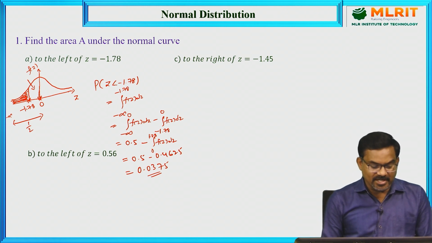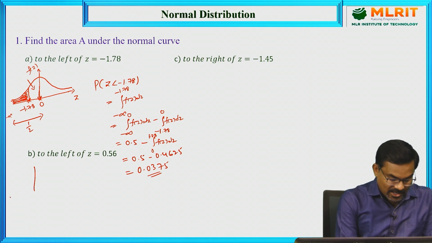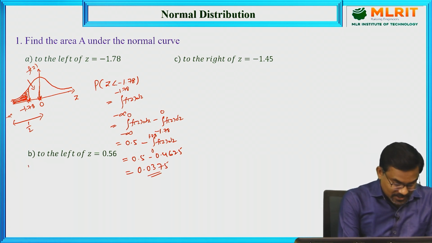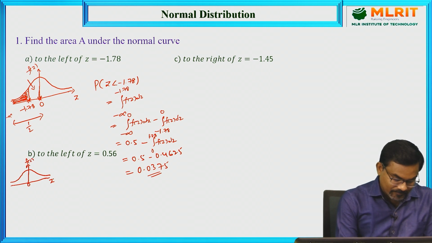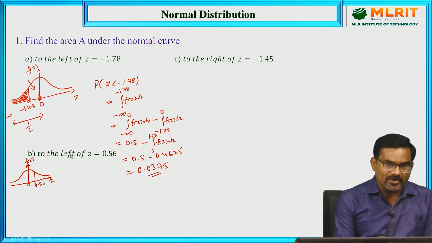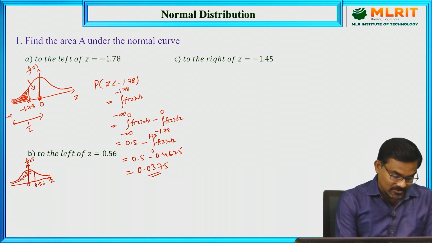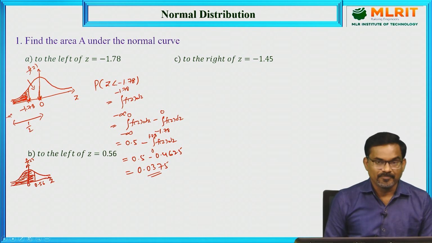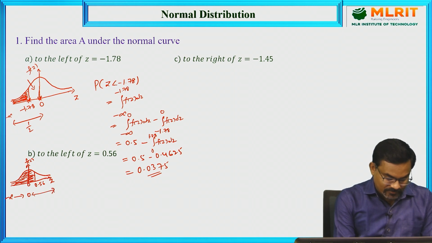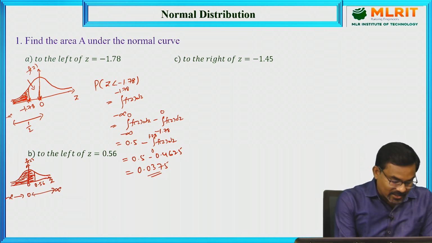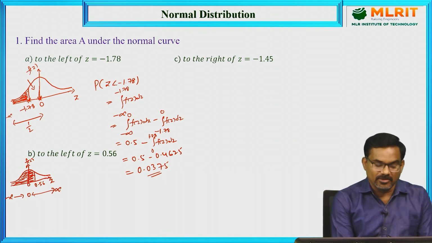Similarly, to the left of Z equal to 0.56, the second problem. Again draw a rough sketch of the normal curve and denote the point. So this is 0, Z, f of Z. So it's a positive value, 0.56. To the left of Z equal to 0.56 means this is the region to be considered, and we need to calculate the area of this region. And here we can clearly observe that from minus infinity to 0 and then 0 to infinity, this is the total area, and our required region is more than that half negative portion.